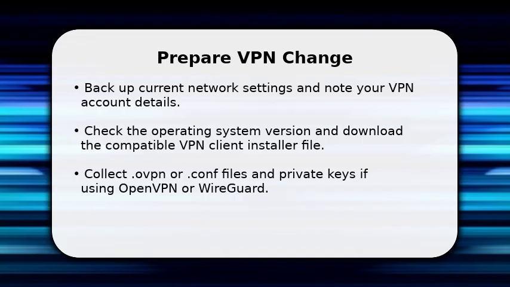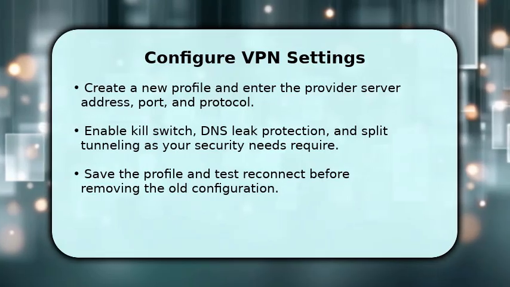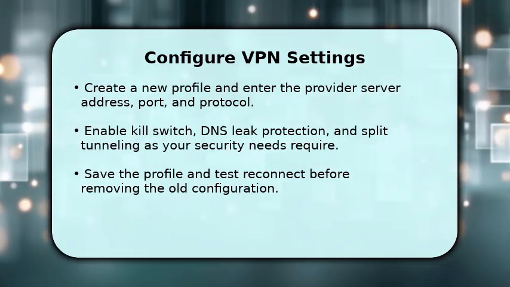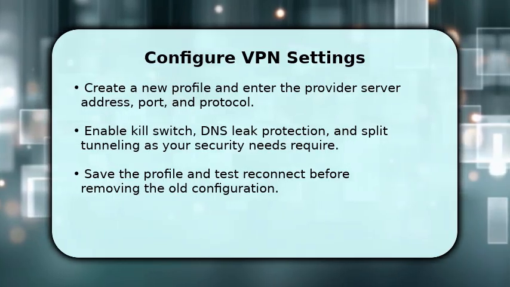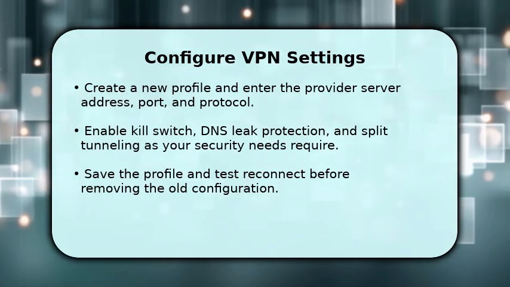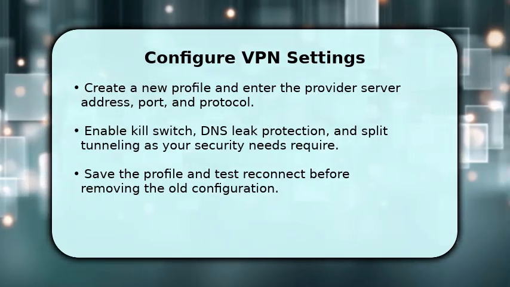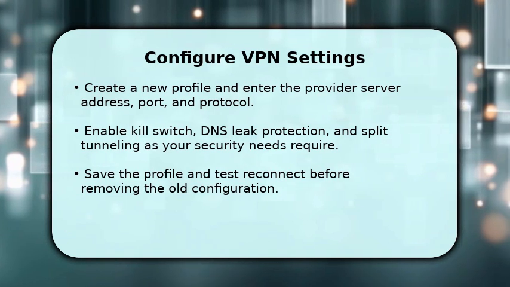Run the VPN installer and follow prompts to install with administrative permission. Create a new profile and enter the provider server address, port, and protocol. Paste credentials, certificate fingerprints, or pre-shared keys exactly as provided by the vendor. For manual setup, use system network settings and choose IKEv2, OpenVPN, or WireGuard accordingly.